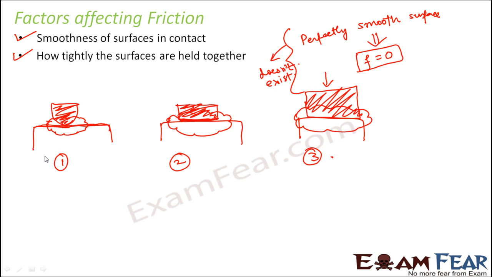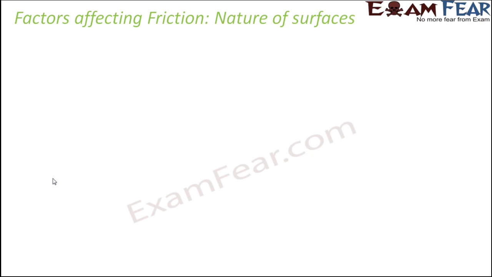So in these three scenarios, 1, 2 and 3, the force of friction would be maximum in 3 and the force of friction would be minimum in 1. So it is not only the roughness and smoothness of the surface which decides how much the frictional force would be, it is also a factor that how tightly the surfaces are held together. So that also is a very important factor to decide how much friction would exist.